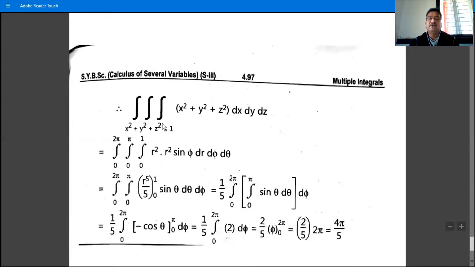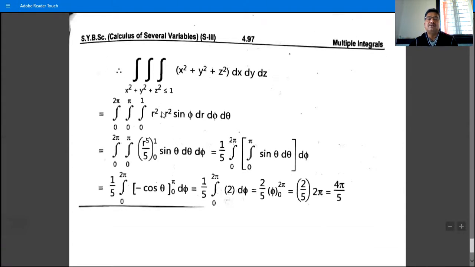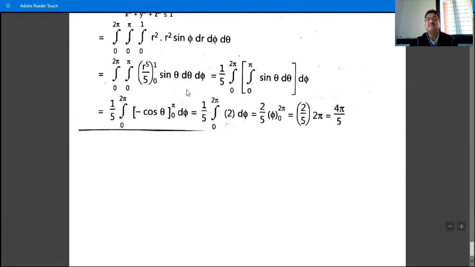So x square plus y square plus z square is r square, and dx dy dz is replaced by r square sin phi dr d phi d theta. Then r runs from 0 to 1, phi runs from 0 to pi, and theta runs from 0 to 2 pi. Then integrate first with respect to r: r raised to 4 integrates to r raised to 5 by 5 from 0 to 1, the value at the upper limit minus the value at the lower limit. Then with respect to phi, the integration of sin phi is minus cos phi from 0 to pi, and this gives 2, because minus cos pi minus cos 0 is 1 plus 1.